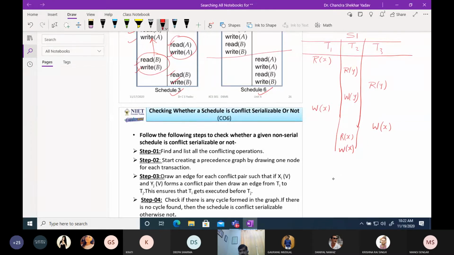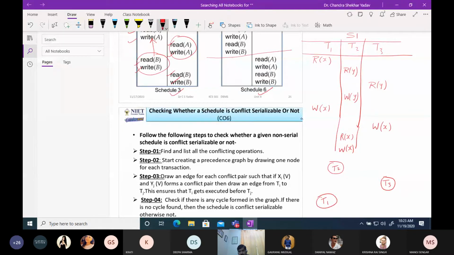Now I'm going to draw the precedence graph. Then anyone can easily find out the number of nodes. How many nodes in this graph? Since there are three transactions T1, T2, T3, in this graph there are three nodes. So first we draw the nodes T1, T2, T3.